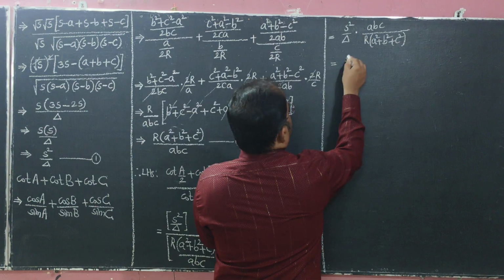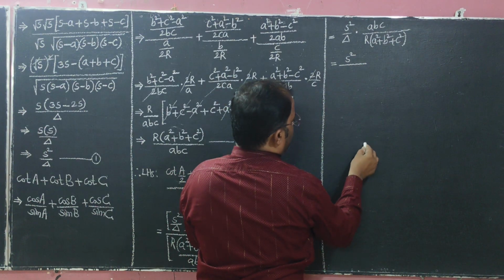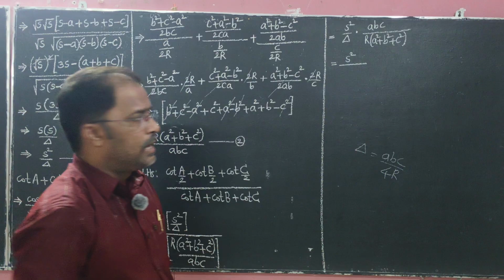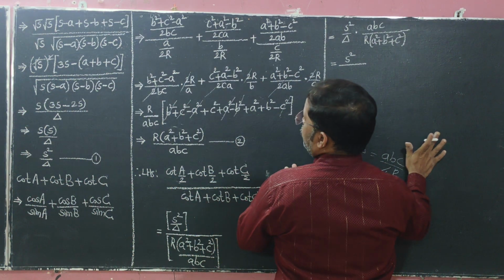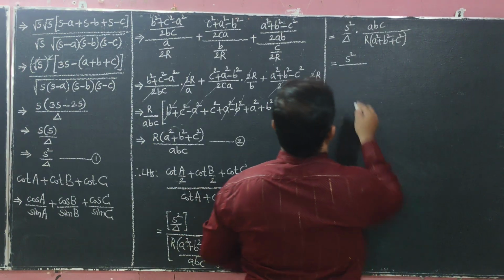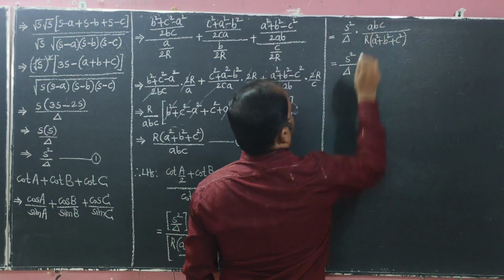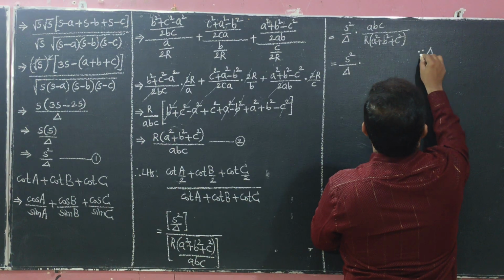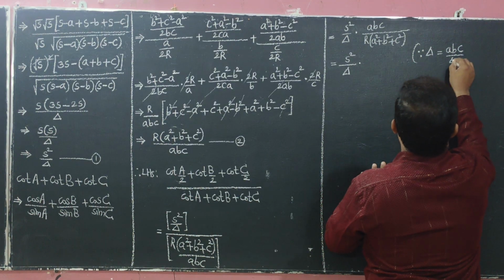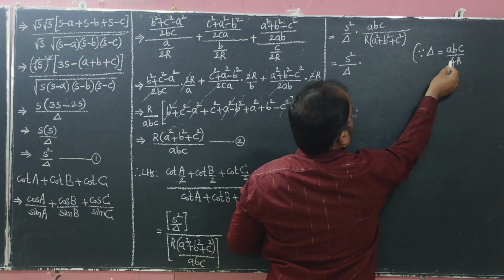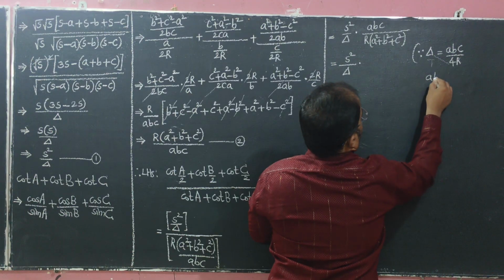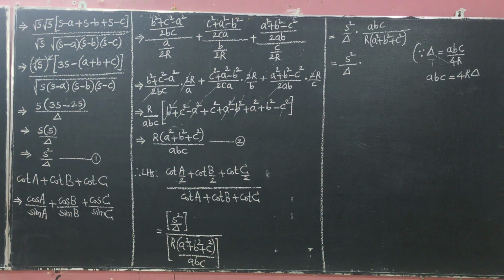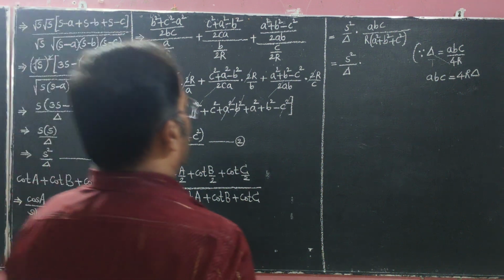Now, S square by delta. Actually we have the formula delta equals abc by 4R. But we need the abc value, which means cross multiplication: abc into 1 equals 4R delta. So abc equals 4R delta.